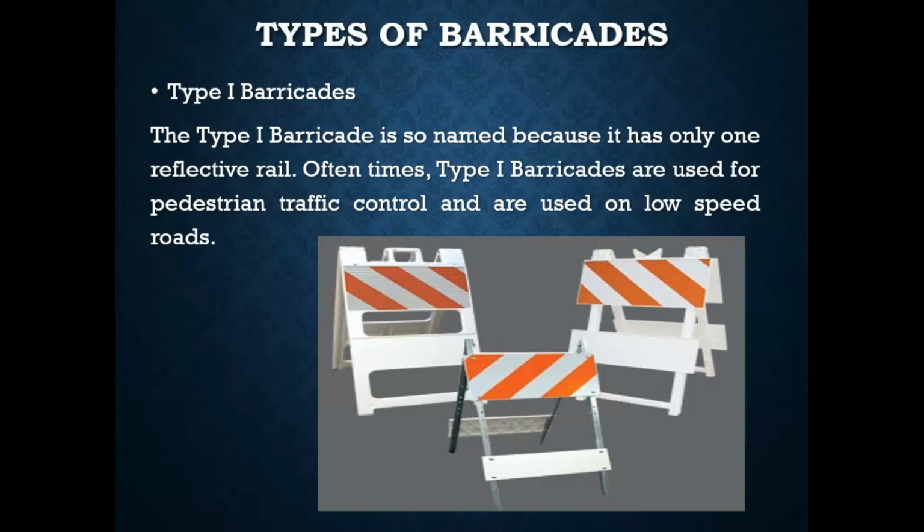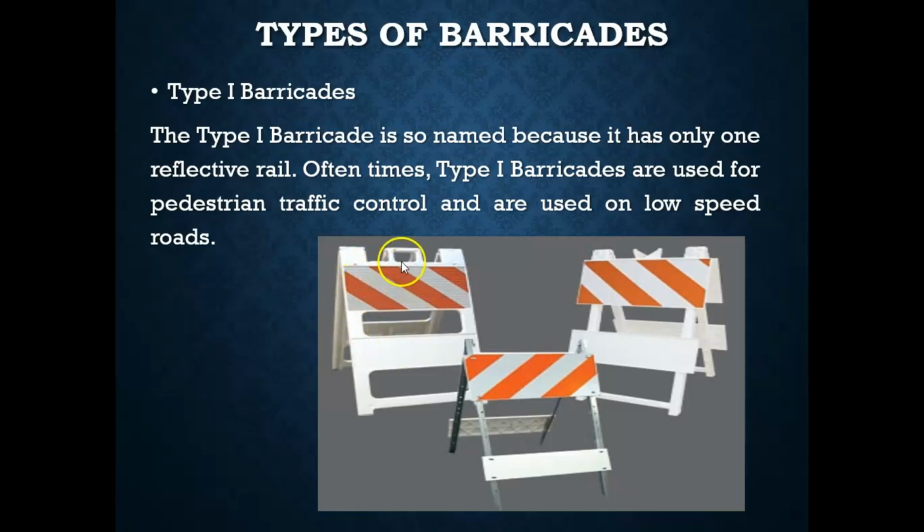The type 1 barricade is so named because it has only one reflective rail. That is why it's called type 1. From the picture here, we can see this type of barricade. I know some of us have seen this on the road. We can see it only has one reflective rail. There is no other reflective rail here. So that is one of the ways you can identify the different types of barricades.